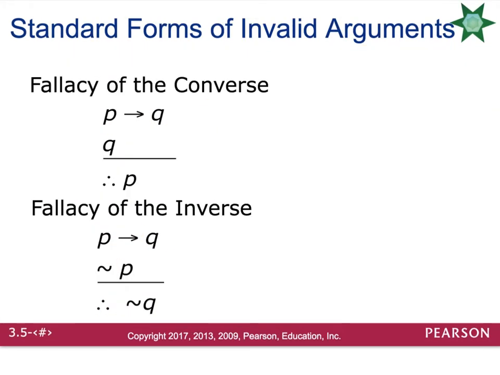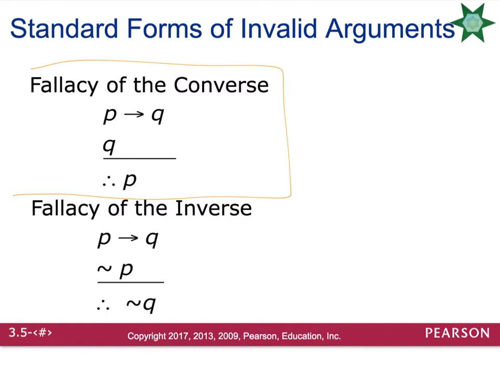There are also two forms that are always invalid. The first is called the fallacy of the converse. That form is, if P then Q, Q, therefore P. So for example, if I am rich, then I have lots of money. I have lots of money, therefore I am rich.